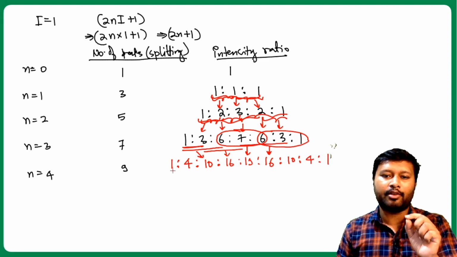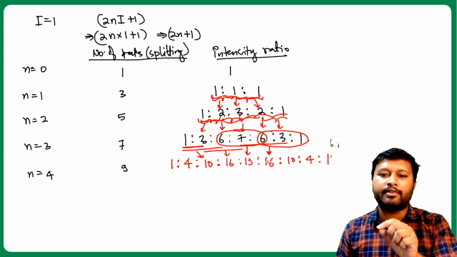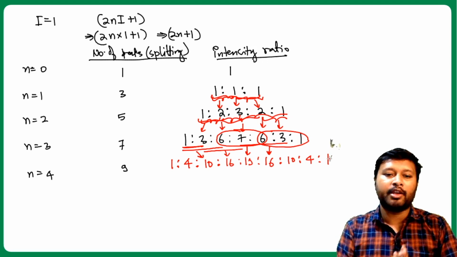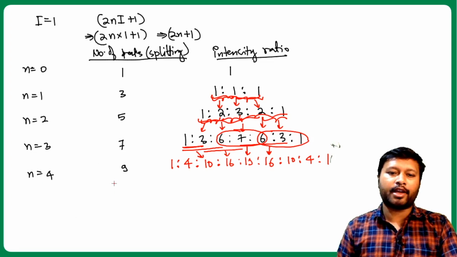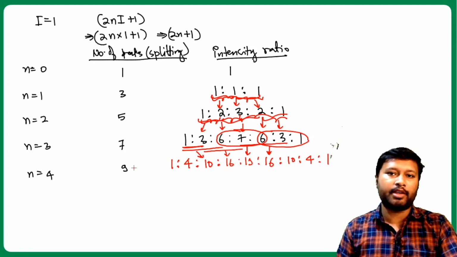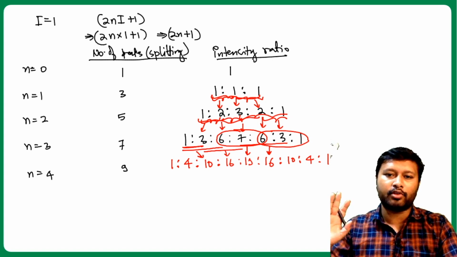So did I get 9 peaks? 1, 2, 3, 4, 5, 6, 7, 8, 9. Yes, I got that. So this is how we have to do it. It's pretty simple. You can try the other one, that is 11 peaks, and you can see what intensity ratio you are getting over there.